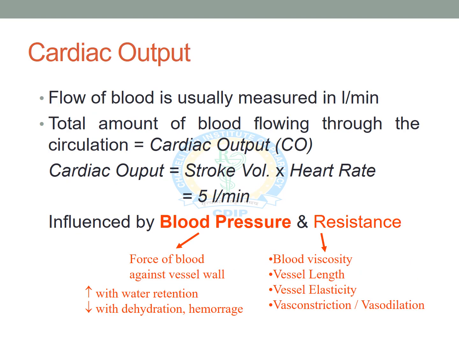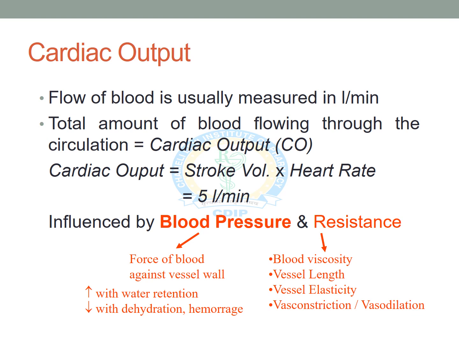Now the cardiac output. Flow of blood is usually measured in liters per minute, and the total amount of blood flowing through the circulation is called the cardiac output. Basically it is the output of the heart, how much blood it can pump out into the circulation, and that is equal to the stroke volume times heart rate. The cardiac output is influenced by blood pressure and peripheral resistance.